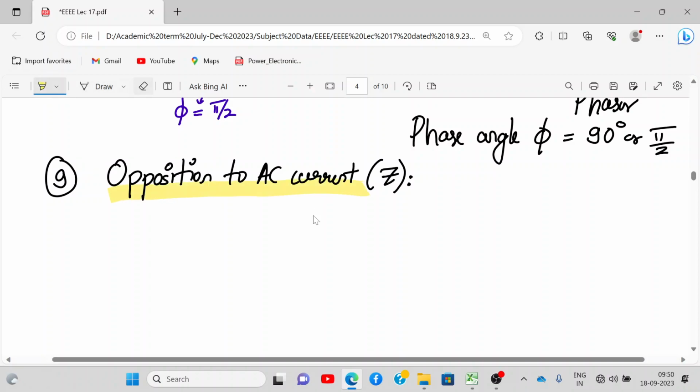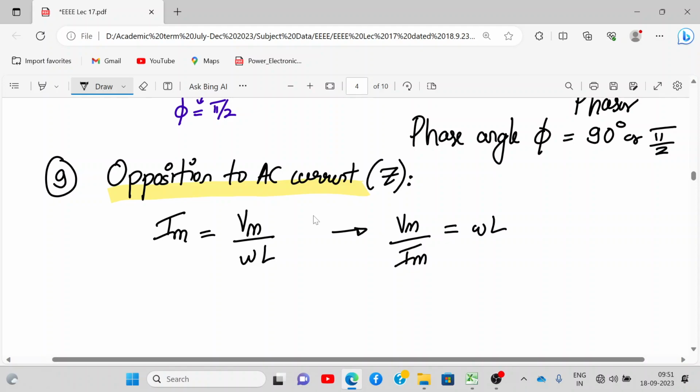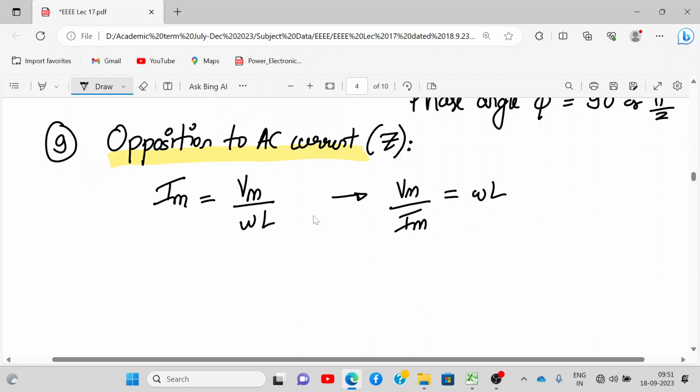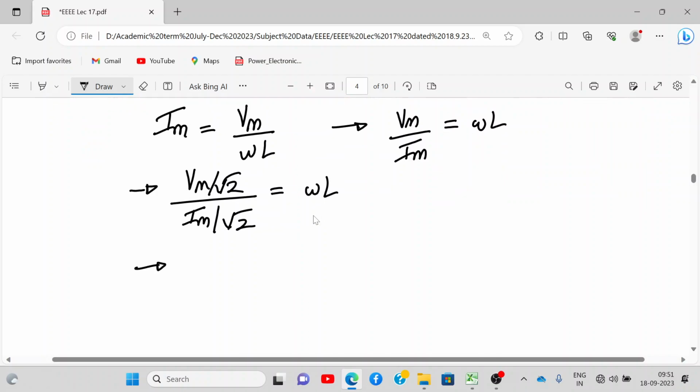So what is Im given by? Vm upon omega L. So what will be Vm upon Im? Omega L. Got it? Now if I divide and multiply both numerator and denominator by root 2, what will I get? Vm by root 2 divided by Im by root 2, and that is equal to omega L. Meaning what? What is Vm by root 2 and Im by root 2? Vrms and Irms. That will be V upon I. So V upon I is omega L.